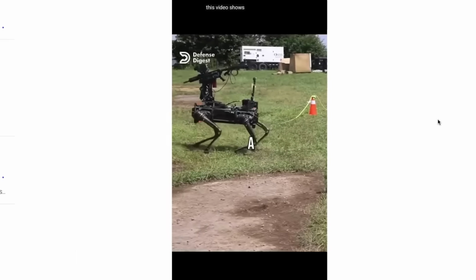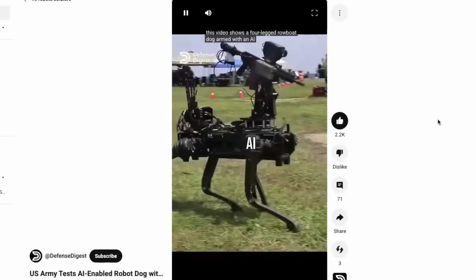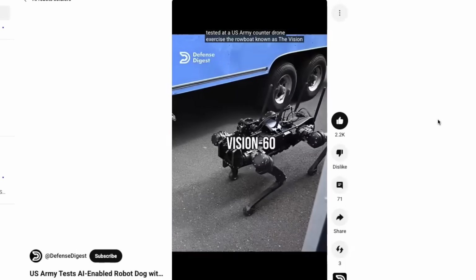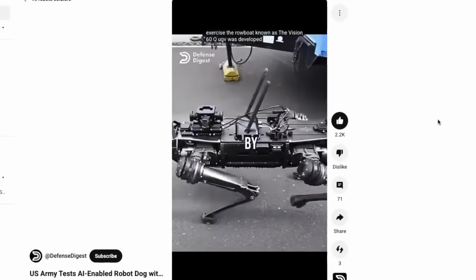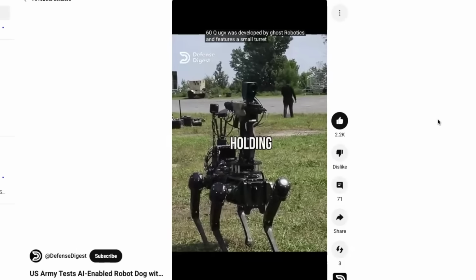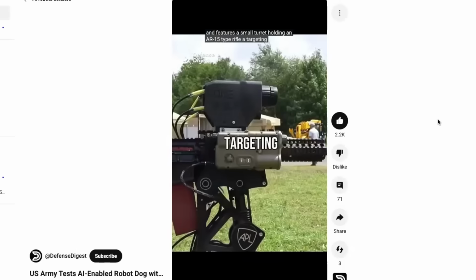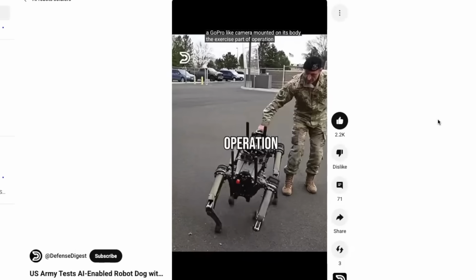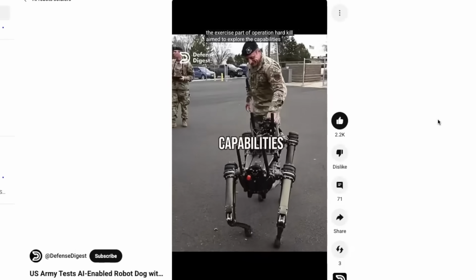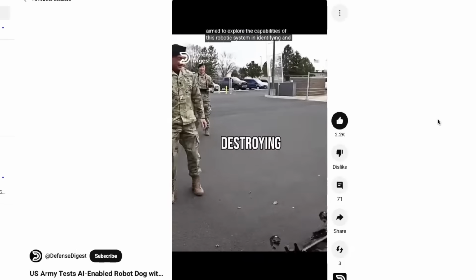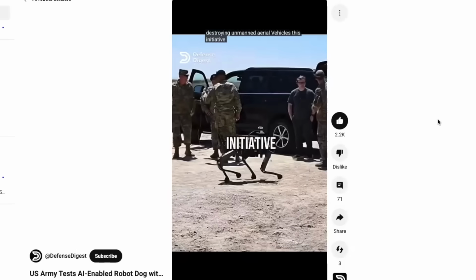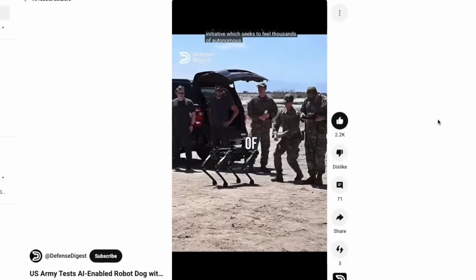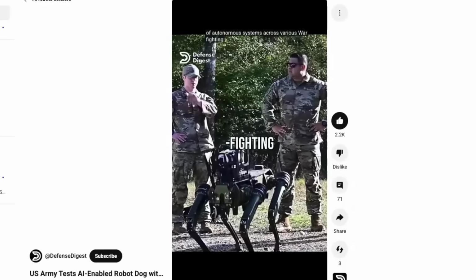This video shows a four-legged robot dog armed with an AI-enabled rifle being tested at a U.S. Army counter-drone exercise. The robot, known as the Vision 60 QUGV, was developed by Ghost Robotics and features a small turret holding an AR-15 type rifle, a targeting system, and a GoPro-like camera mounted on its body. The exercise, part of Operation Hard Kill, aimed to explore the capabilities of this robotic system in identifying and destroying unmanned aerial vehicles. This initiative is part of the Defense Department's broader Replicator initiative, which seeks to field thousands of autonomous systems across various warfighting domains.